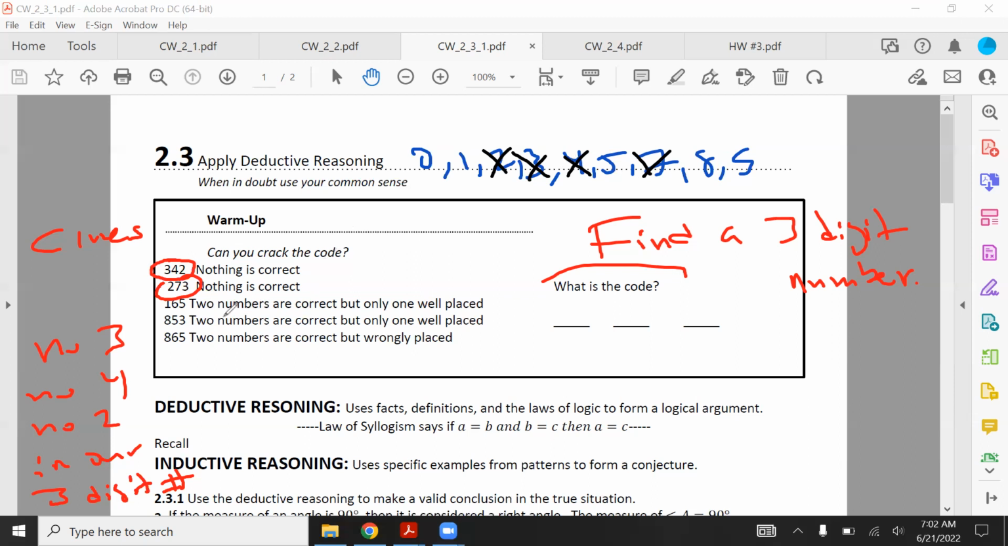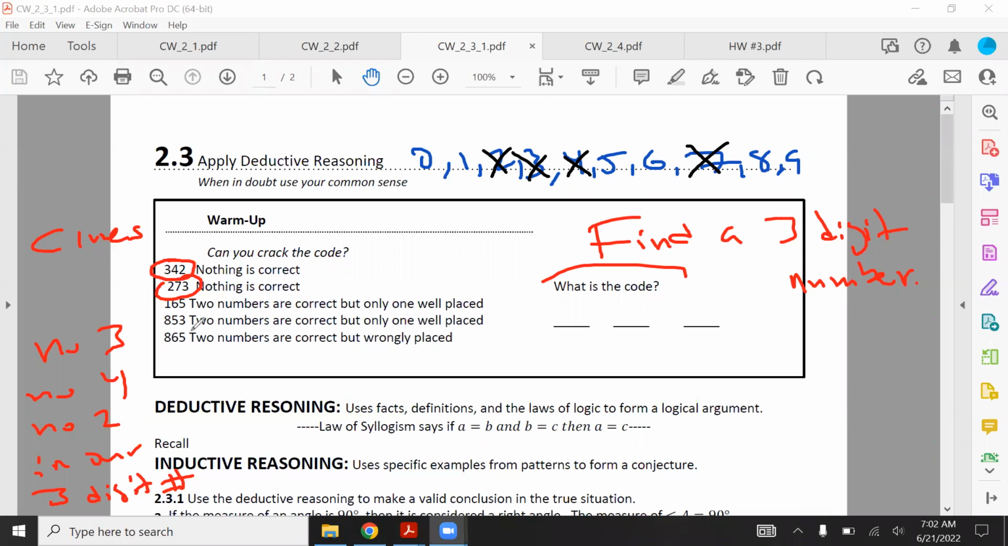So then to say that here, 2 numbers are correct, only 1 is well placed. So like 1, 6, or 5 could exist. Oh, how did I forget to write the 6? Oh my goodness, that was silly of me. Probably thinking, hey, Mr. E, forgot to write the 6. Okay, and of course, there's no 7. So you could have a 1, 5, or 6, but only 2 of those are correct, and only 1 was well placed.